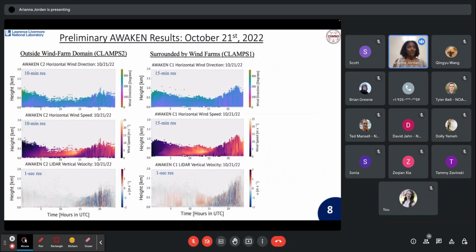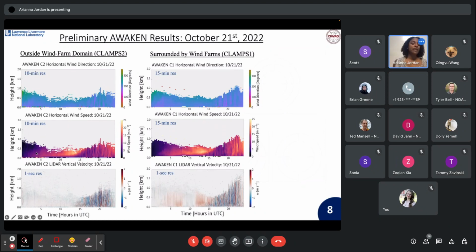So we have our spots. Now we can look at a test day of data. Here are the results from the day of October 21st, 2022. This is primarily just looking at the lidar data. We're looking at horizontal wind direction, wind speed, and then vertical velocity from both Clamps 1 and Clamps 2. Just focusing on wind direction, we can see that the winds are predominantly southerly throughout both the Clamps 1 and Clamps 2 time period. In Clamps 1, there's a little bit of blitz, so maybe more southeasterly flow, but overall, southerly flow.